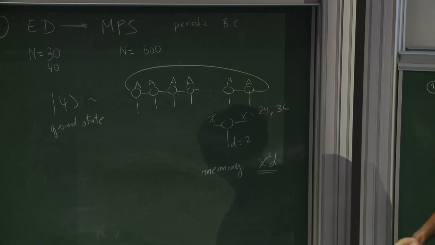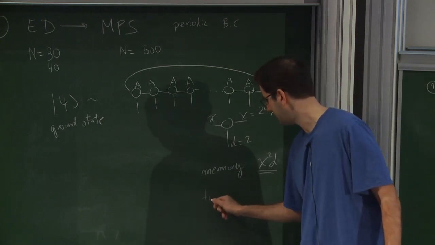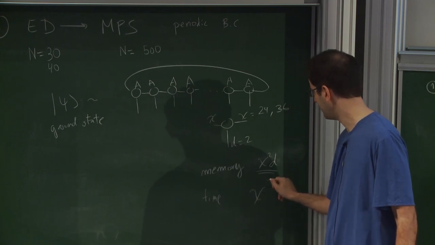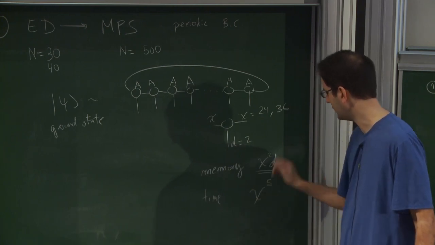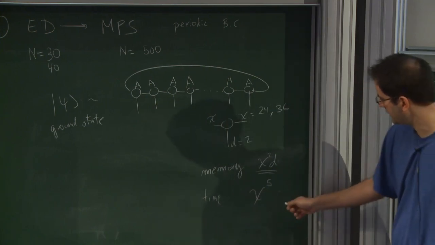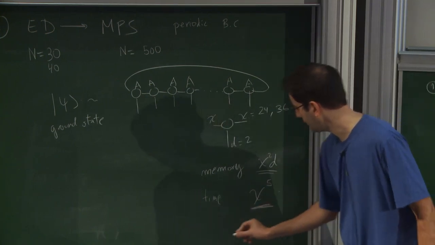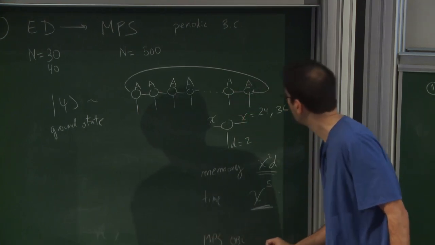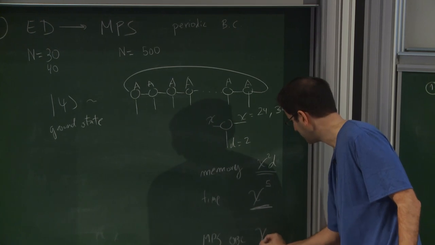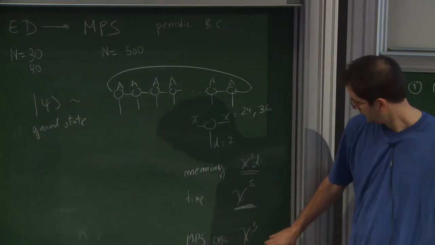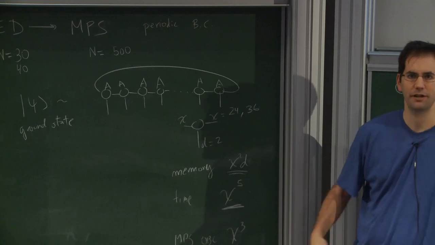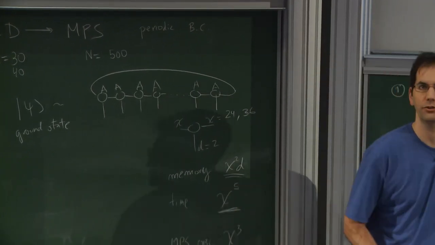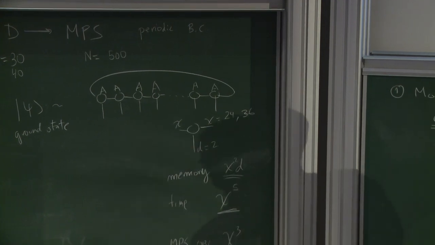Okay, in memory, and then time. This is the bottleneck. The computational time scales as the fifth power of chi times some d to some power. Okay, so this is the bottleneck. This has to be compared with MPS in open boundary conditions, where this thing will be chi to the third power. So this chi to the third power allows you to go to very large bond dimensions. Because we have the fifth power, we cannot go to the same huge bond dimension.